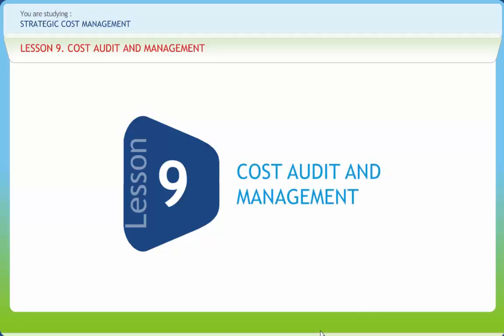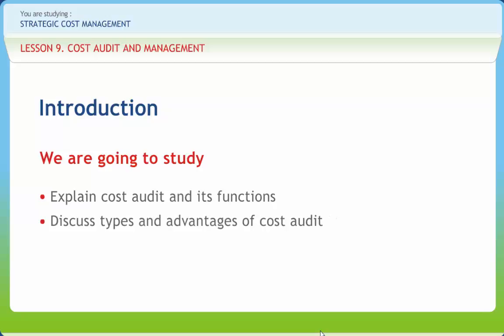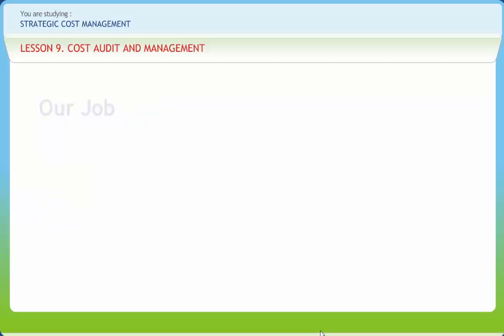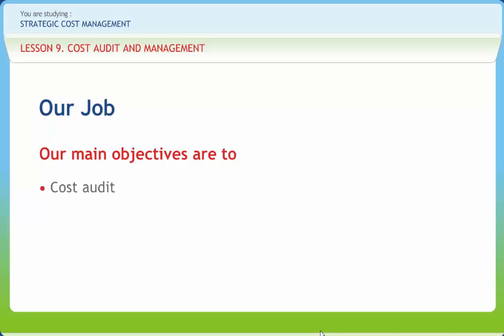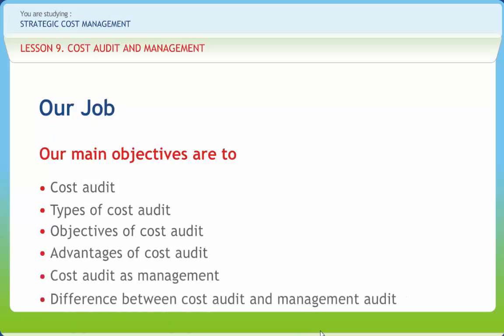Cost Audit and Management. We all know that the word audit means the examination of the books of accounts and documents with a view to verify the accuracy and correctness of the data. In this lesson, we will explain cost audit and its functions, discuss types and advantages of cost audit, and describe management through cost audit. After going through this presentation, you should be able to explain cost audit, types of cost audit, objectives of cost audit, advantages of cost audit, and cost audit and management.